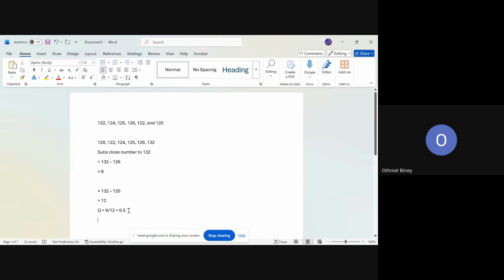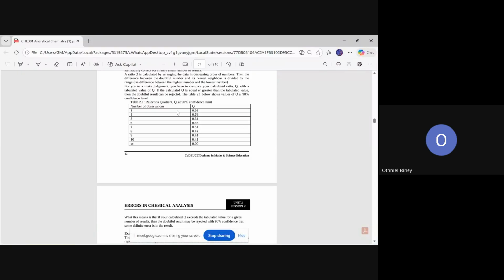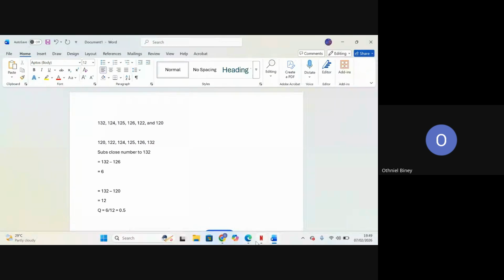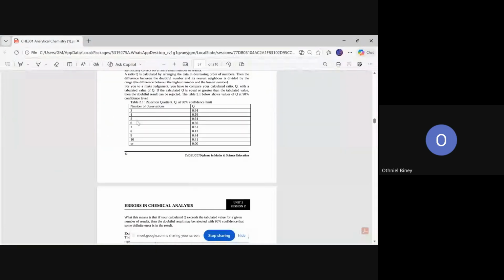So now after obtaining this value, 0.5, as the Q value, you then come back to the Q table. This will be provided for you. It's not like you have to memorize this, please. You just have to know how to calculate the Q, but this table will be provided for you. So now the values that were given are 1, 2, 3, 4, 5, and 6. 6 values. That means the number of observations becomes 6.